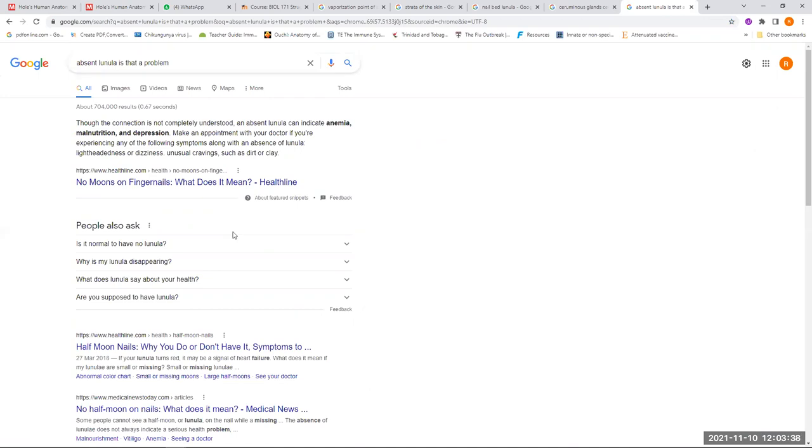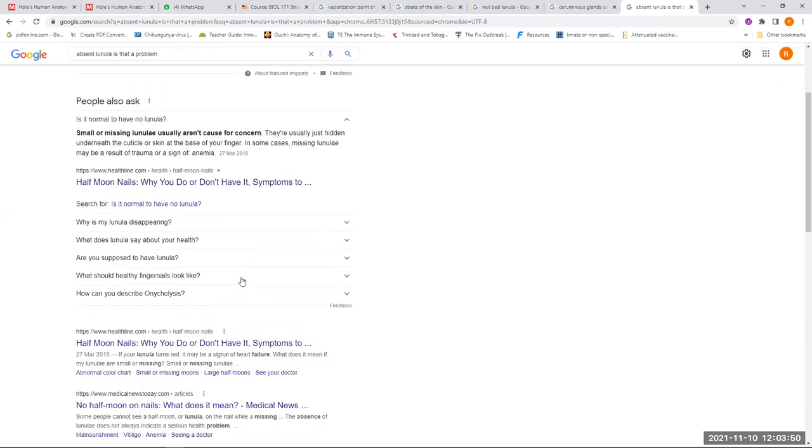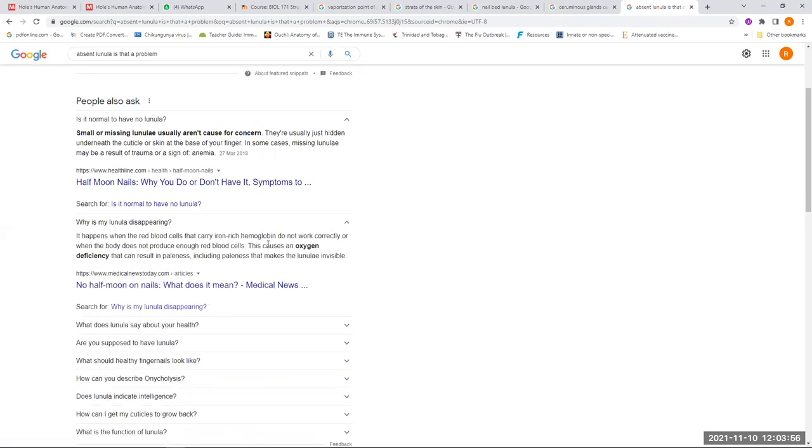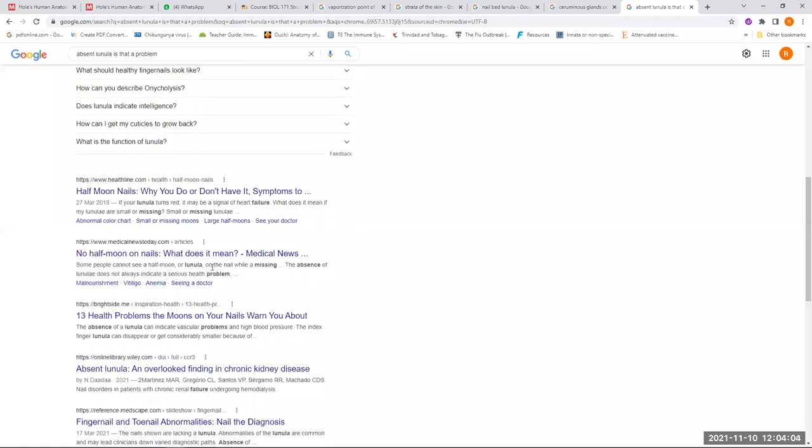Right. So let's see what that means. Is it normal to have no lunula? Smaller or missing ones usually aren't cause for concern. They're usually just hidden underneath the cuticle. So we're okay. We'll still be alive then, right? Well, this is according to Healthline, which is a reputable site. It happens when the red blood cells do not work correctly, causing an oxygen... This is a medical paper. I'm anemic, so excuse me.